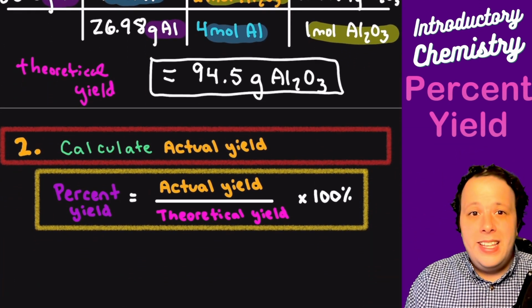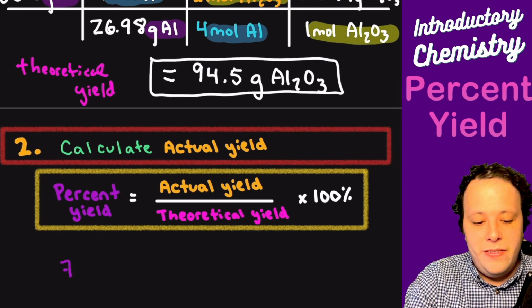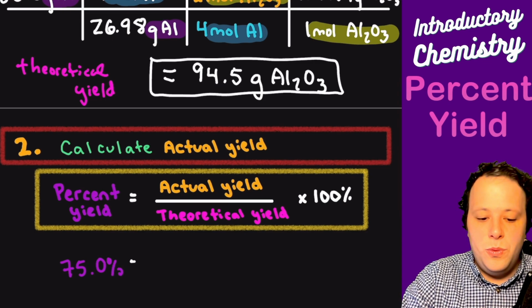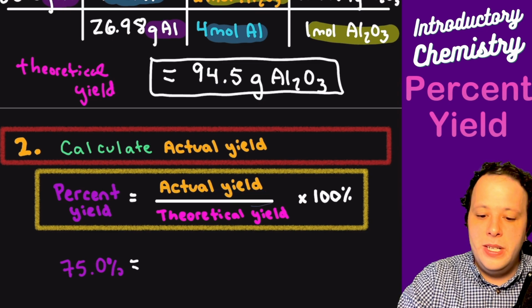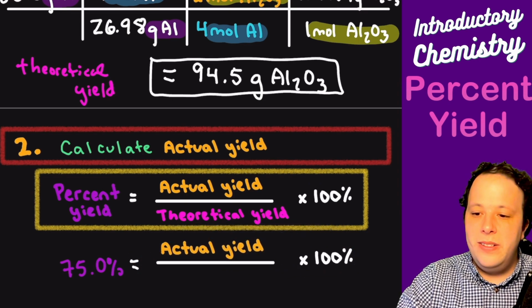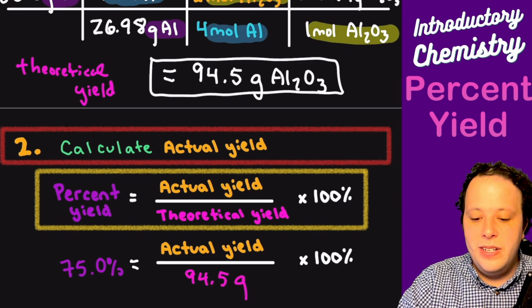So calculate the actual yield. How do we do it? Well, we were given that we had 75% yield in the problem. So what we are going to do is pretty much take the problem and plug in the theoretical yield that we got. So we have our actual yield, and then our theoretical was 94.5 grams of Al2O3.